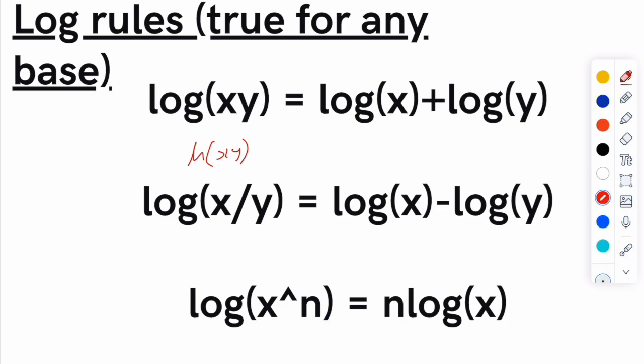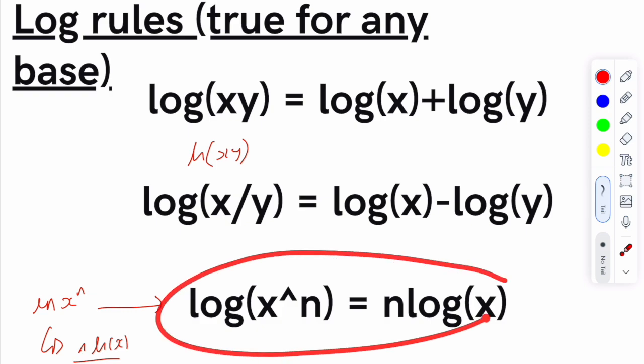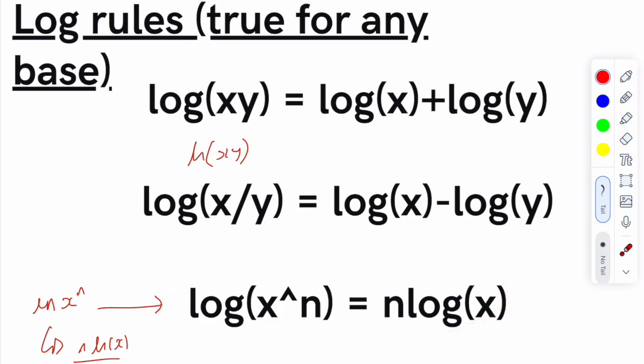This is like saying, for instance, ln of x to the n, which equals n ln x. That's effectively what we've done here: we've taken the n and brought it over, so now we have n ln x. As seen here, these are the three key rules you need to know.